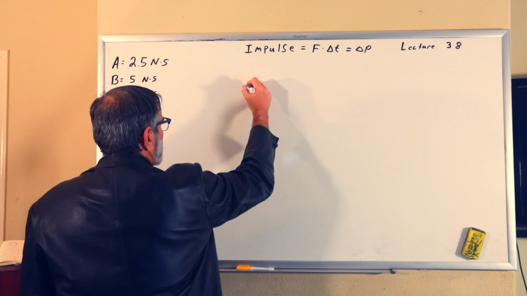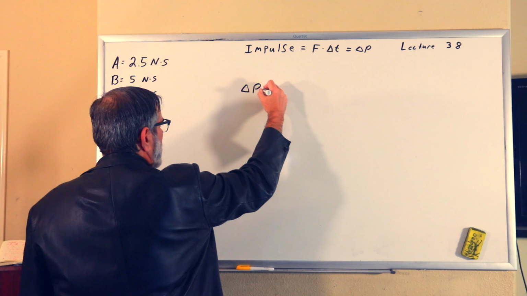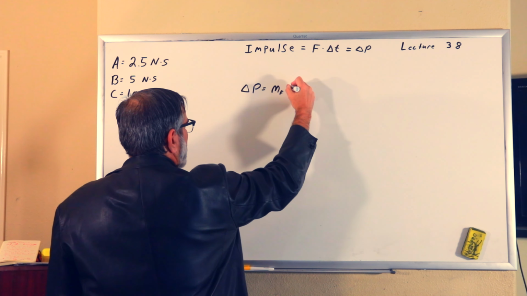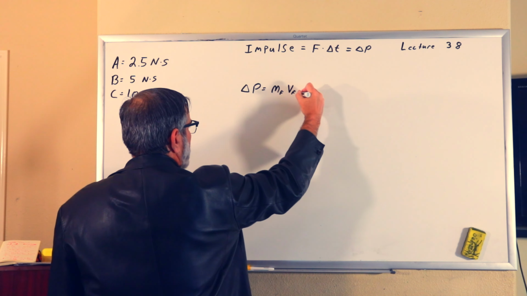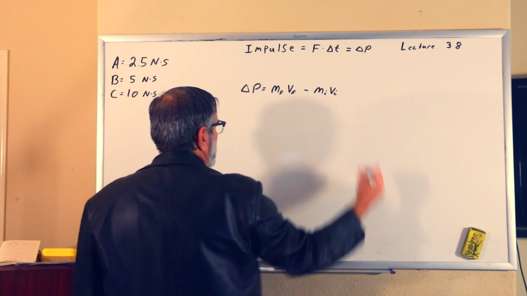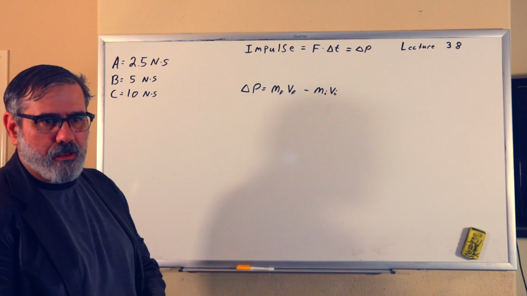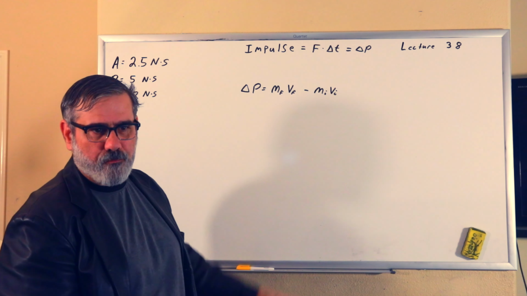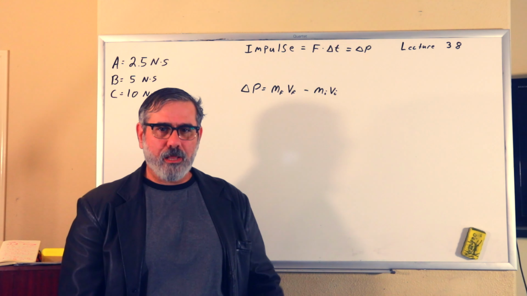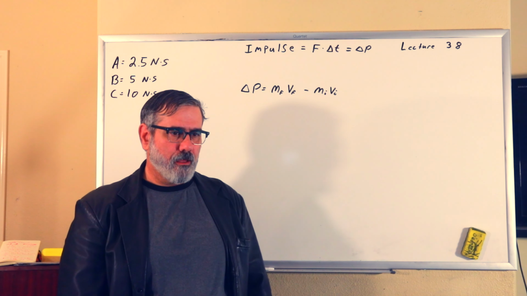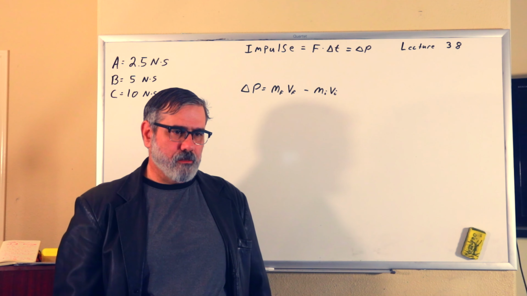So we know that delta P, which is equal to the impulse, will be equal to the final mass times the final velocity minus the initial mass times the initial velocity, okay? Now the initial mass will actually be bigger than the final mass, because the final mass reflects the fact that the rocket has burned some of its mass in propellant. But we're not going to worry about the details of that.